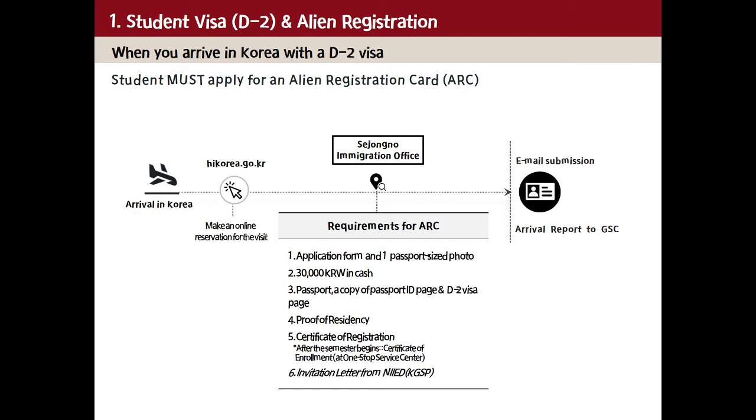Most of you have entered Korea with a D2 visa. When you arrive in Korea with a D2 visa, you must apply for an alien registration card by law. In order to apply for an ARC, you are going to go on the website of hikorea.go.kr. On this website, make an online reservation for a visit to Sejongno Immigration Office. Please go to the Sejongno branch instead of other branches in Korea, regardless of your place of residency in Korea, because Sejongno Immigration Office is the main office that manages students of Korea University.